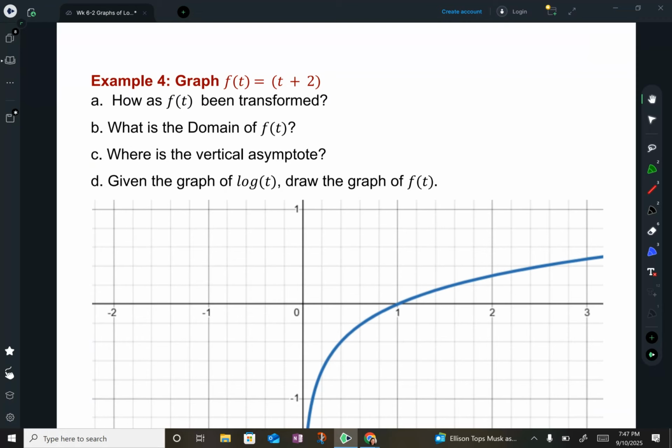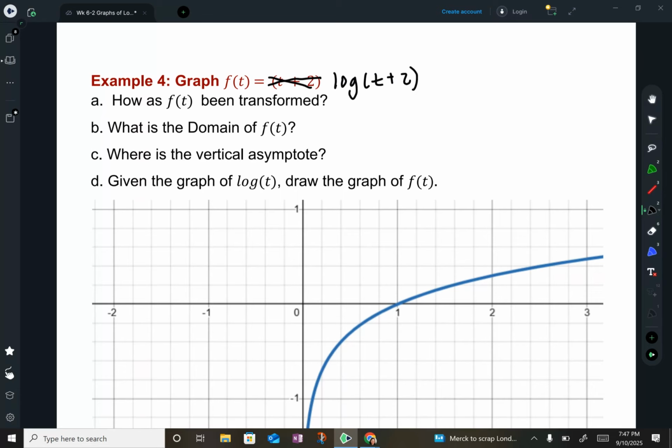If we think about, oh my gosh, I've lost a lot of logs in this. I need to fix this. This should be log of t plus 2. Sorry. When I translate these, sometimes things get lost in the equations. f of t equals log of t plus 2. So how has this function f of t been transformed from a basic log equation?